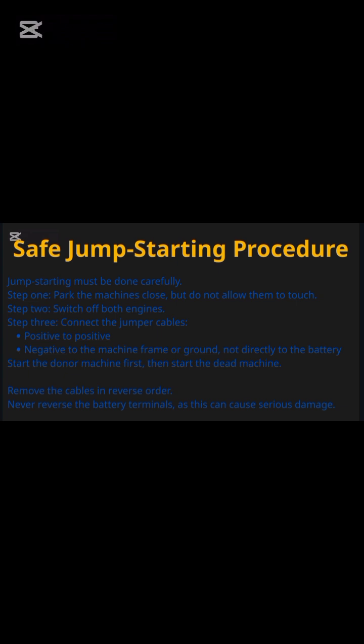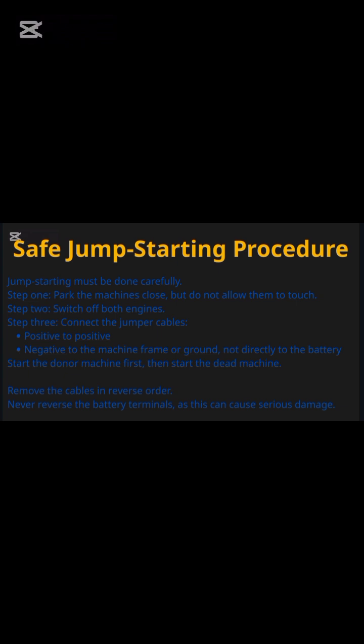3. Connect the jumper cable. Make sure you connect positive to positive first, then connect negative to the machine frame, not directly to the battery. Start the donor machine first, then the machine with the dead battery. Remove the cable in reverse order.